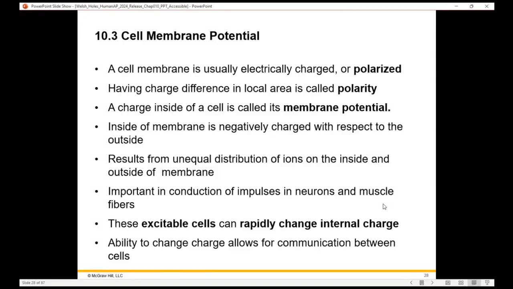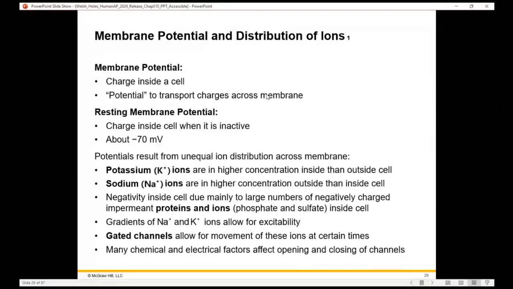It's important in conduction of impulses in neurons and muscle fibers. These excitable cells can rapidly change the internal charge. The ability to change charge allows for communication between cells. So membrane potential is the charge inside a cell. Potential to transport charges across the membrane is what we mean by the membrane potential. Resting membrane potential is the charge inside the cell when it's inactive, and it's about negative 70 millivolts.